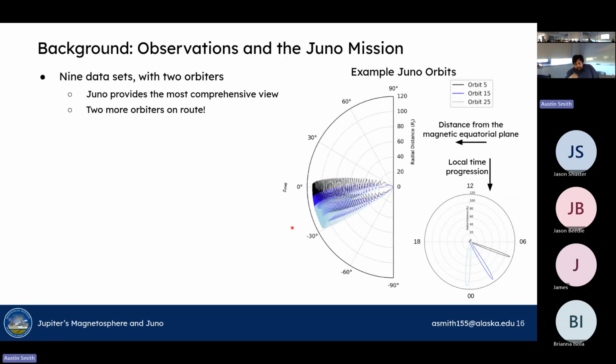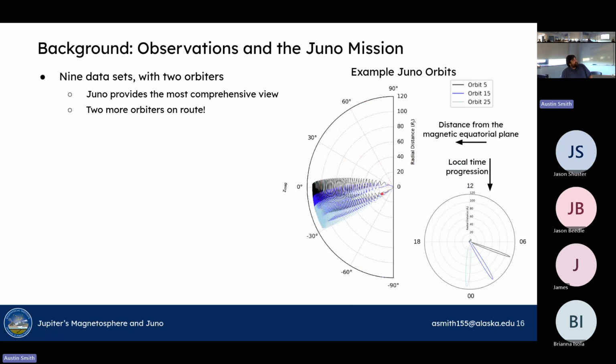Talking now about the Juno mission, and observations in general, there are 9 total missions that have flown to Jupiter, with 2 dedicated orbiters, Galileo and Juno. And Juno, by far, has provided the most comprehensive view of the Jupiter system. There are also 2 more orbiters en route, JUICE and Europa Clipper, so it's a nice, exciting time to study Jupiter, and there will be multi-point measurements at Jupiter, which will be really cool.